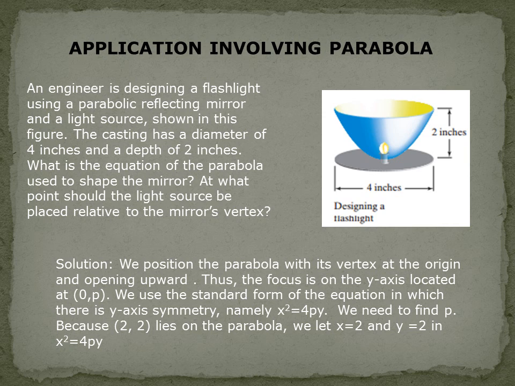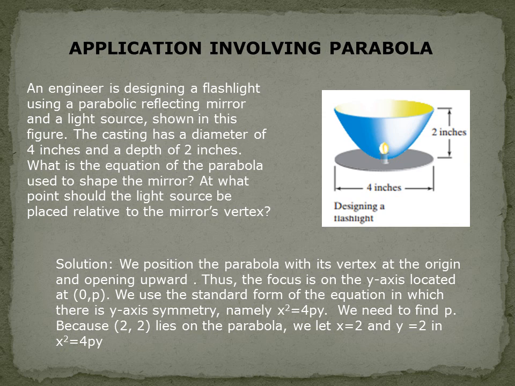Alright, applications involving parabolas in real life. Let's say an engineer is designing a flashlight using a parabolic reflective mirror and a light source, shown in this figure on the right. The casting has a diameter of 4 inches and a depth of 2 inches. Let's find the equation of the parabola used to shape the mirror. At what point should the light source be placed relative to the mirror's vertex?